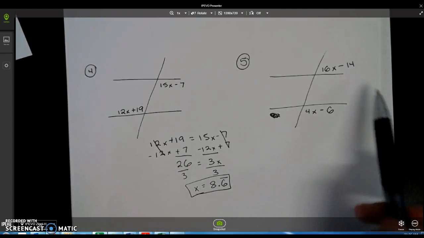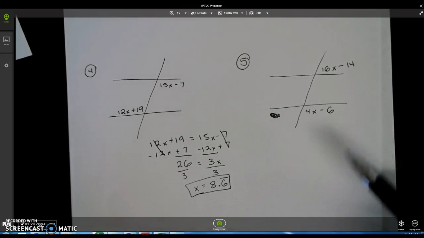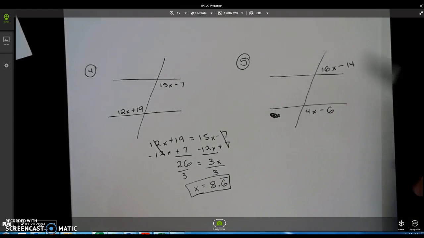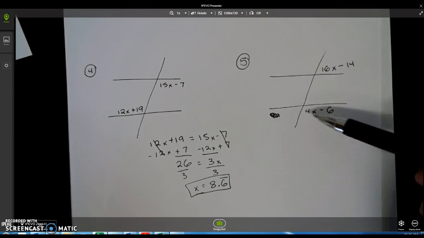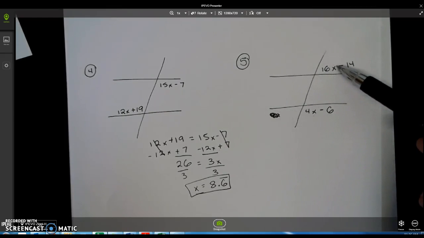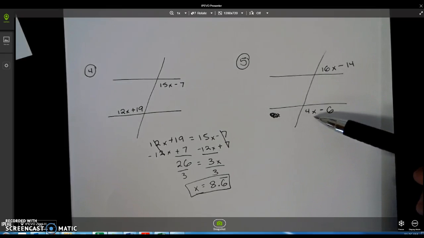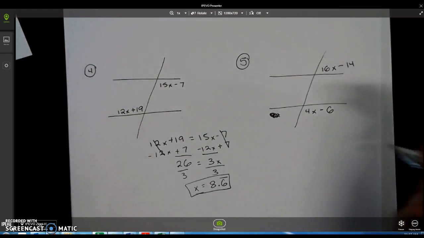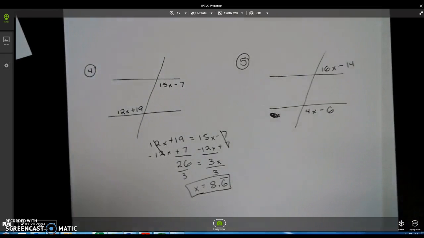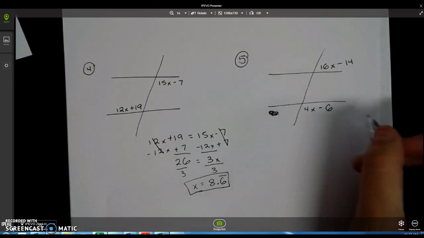Now the other one, and the reason they're beside each other is because I want to compare them. This one is not one of my special types, right? Alternate exterior to this one would be down here. Alternate exterior to this one would be up here. Corresponding to this one would be right here. Corresponding to this one would be right here. So they're both exterior, they can't be interior or anything, but I know since they're not one of my special types, they have to add to 180 degrees. So we're going to go ahead and do that.